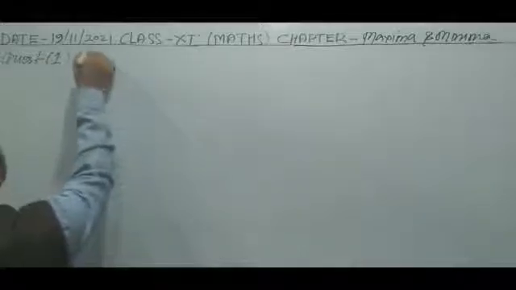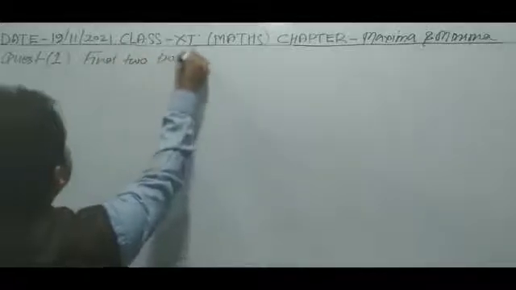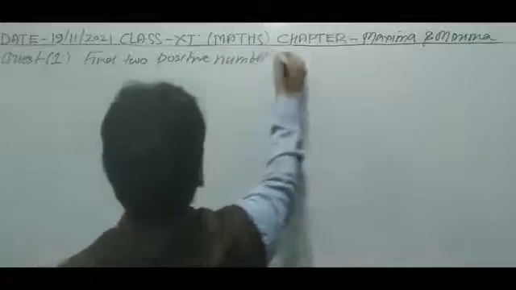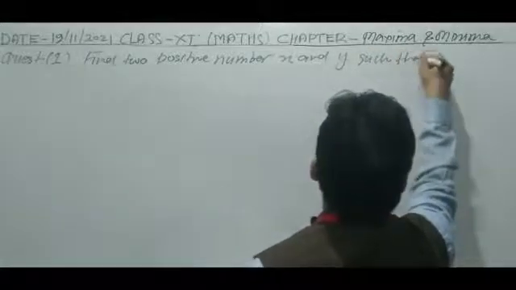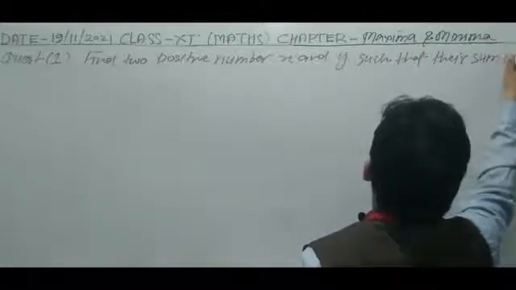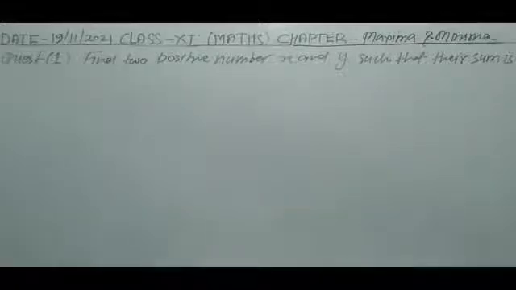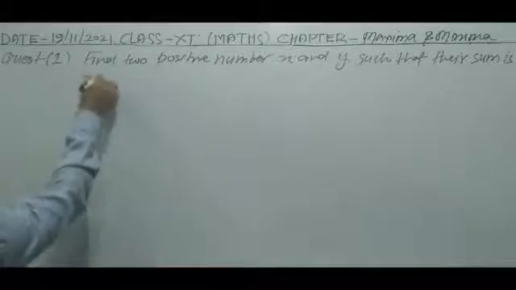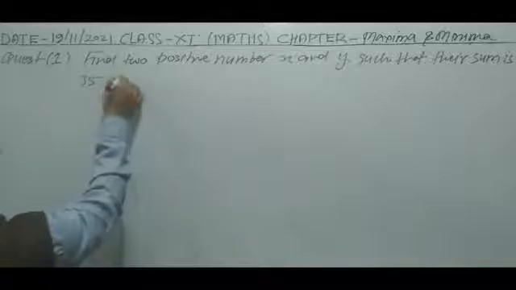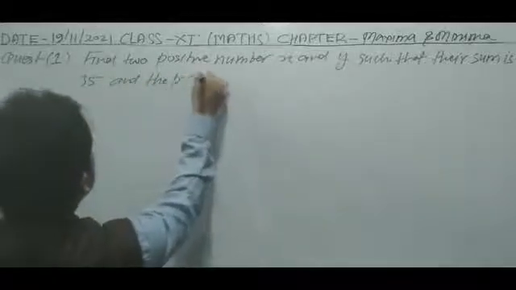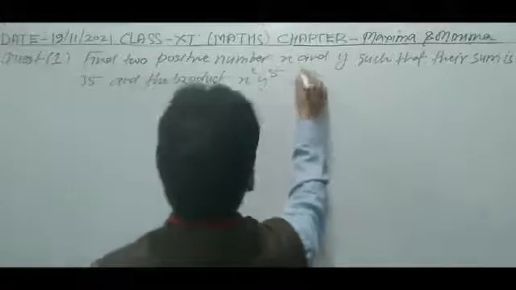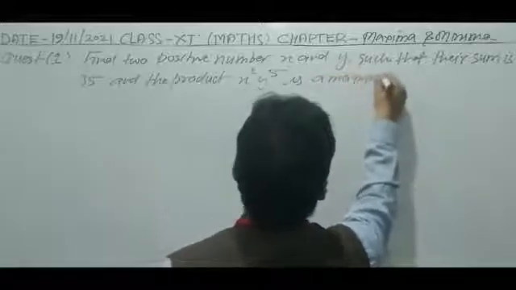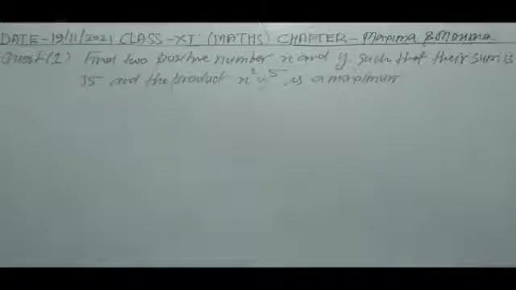Find two positive numbers x and y such that their sum is 35 and the product x square y to the power 5 is a maximum. Now this is our question.